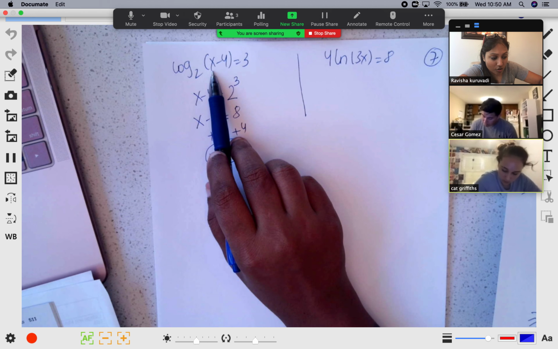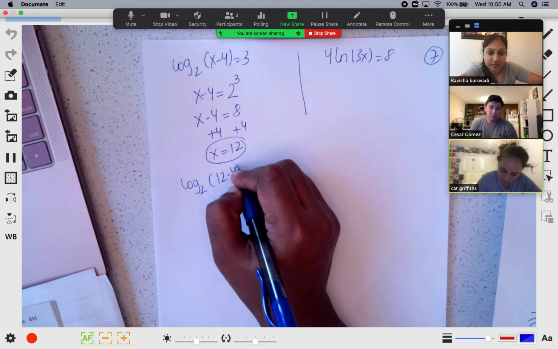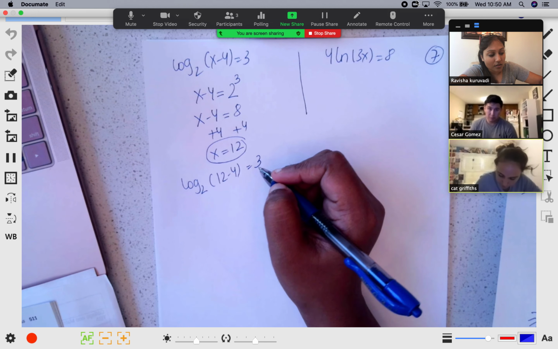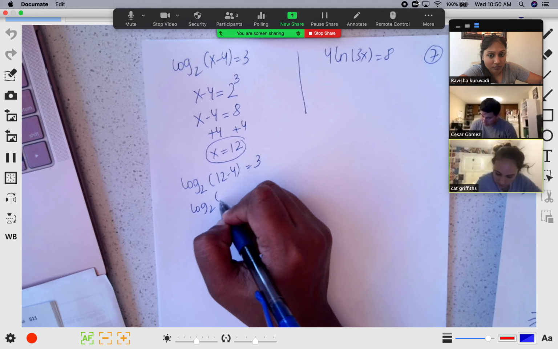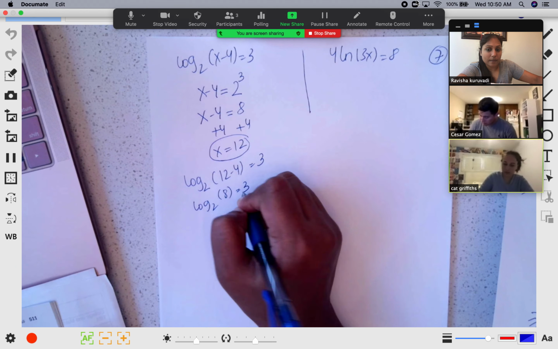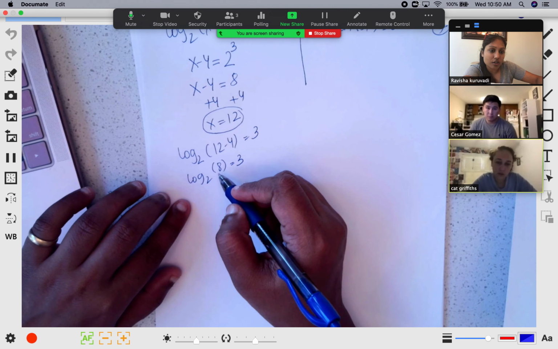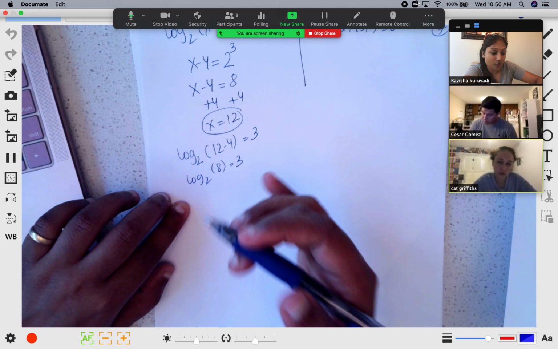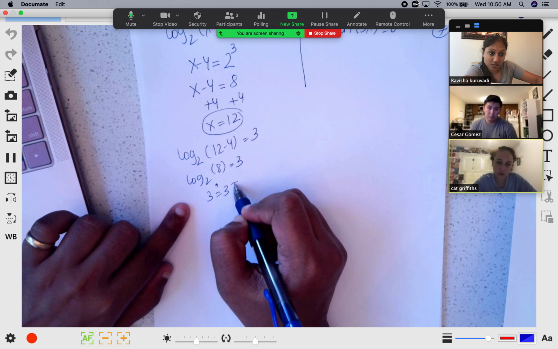So you get log base 2 of 12 minus 4 is equal to 3. What is 12 minus 4? 8. Technically, Kat, you don't have to solve that much. If you use a calculator, you will see you get 3 is equal to 3, which is true. That means it's a solution.